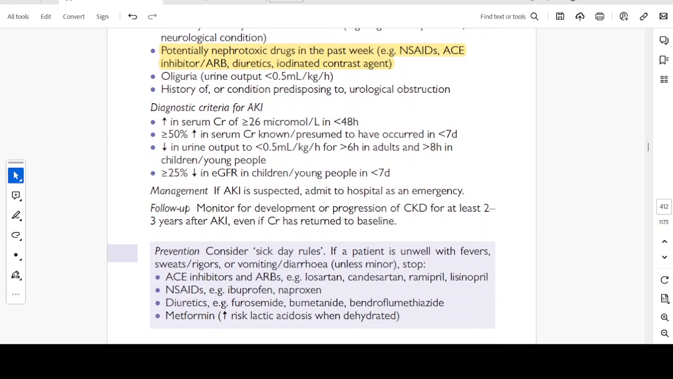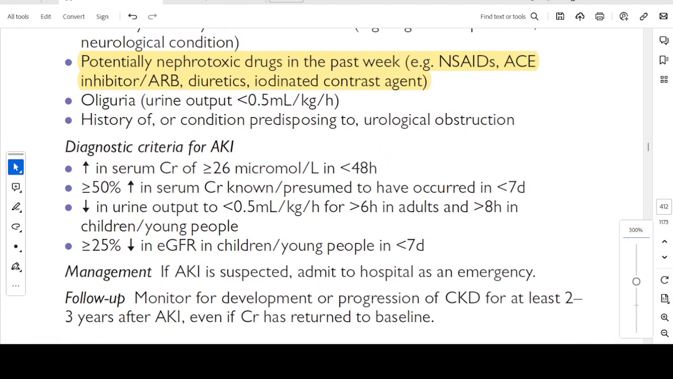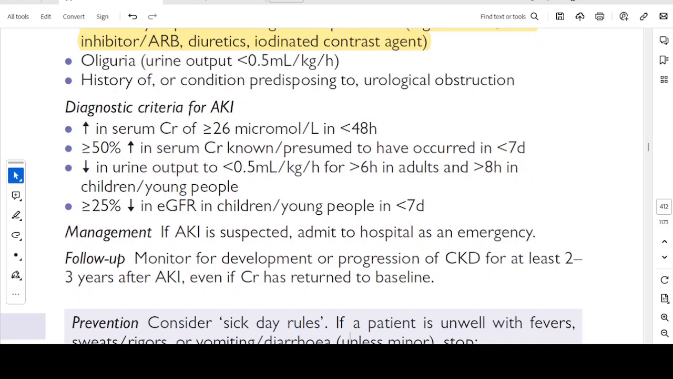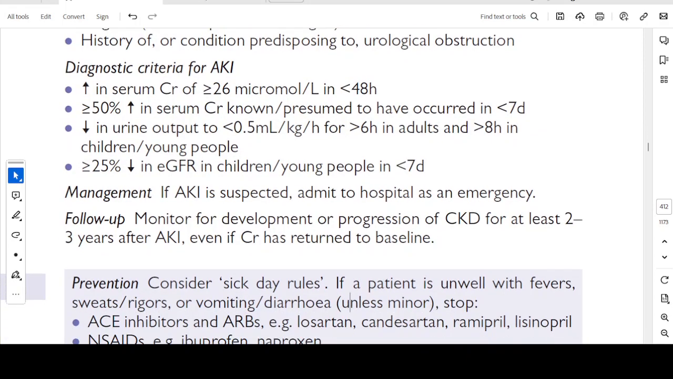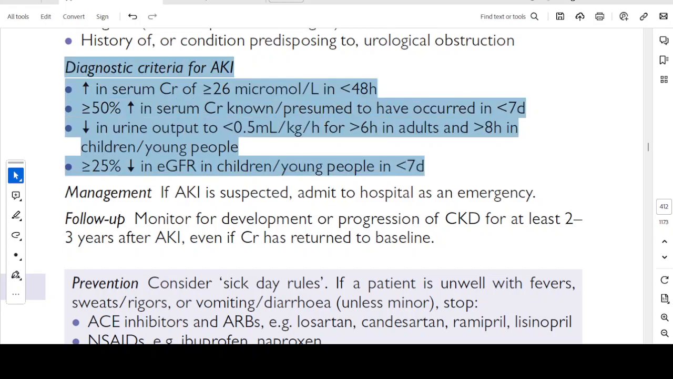Diagnostic criteria for AKI. Increase in serum creatinine of more than 26 micromoles per liter in less than 48 hours. 50% increase in serum creatinine known or presumed to have occurred in less than 7 days. Reduction in urine output to less than 0.5 ml per kg per hour for more than 6 hours in adults and more than 8 hours in children or young people. More than 25% reduction in eGFR in children or young people in less than 7 days. These are all the diagnostic criteria of acute kidney injury.